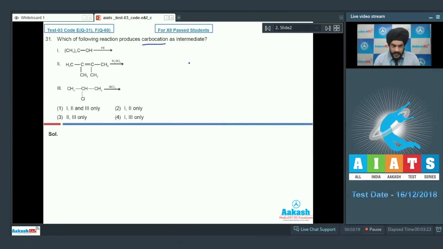So looking at the options, in the first option students, we have a tertiary alcohol. So students, we know that a tertiary alcohol will easily undergo dehydration to form a tertiary carbocation which is very stable. Okay. So the first reaction produces a carbocation. Let us look at the second option now.